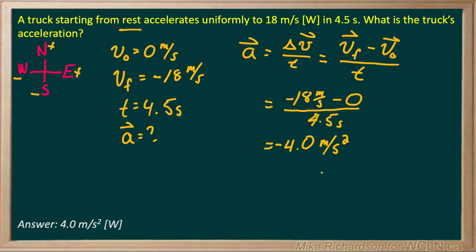Now this is why we chose to say west was negative and right was positive and east was positive. When I get a negative answer, according to my sign convention, that means my acceleration will be towards the west. So it just helps me interpret my answer.